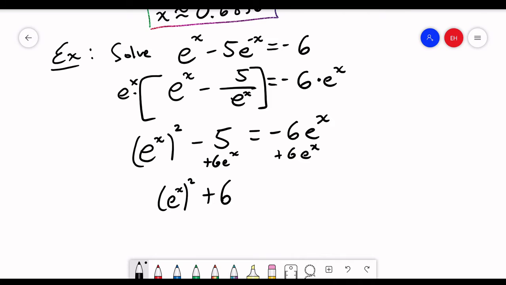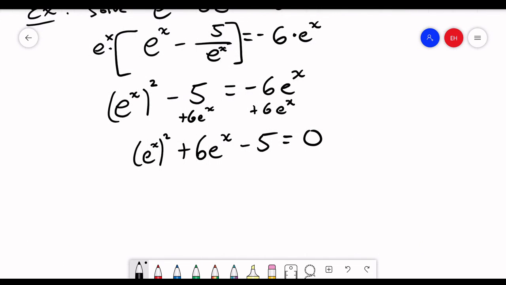And I look at this and I say, well, if e to the x was just some variable, let's say u, then I would have a quadratic equation. It would just be u squared plus 6u minus 5. And then I can just substitute back in once I've solved what u is. So that's what we're going to do.